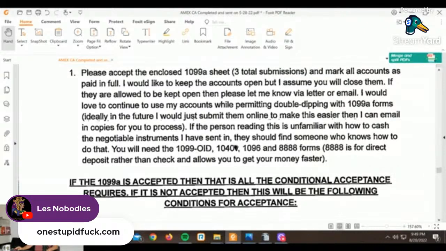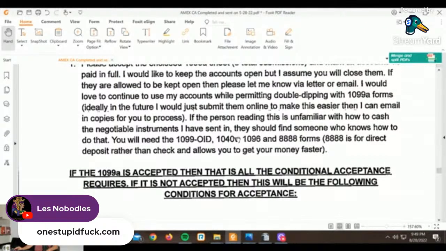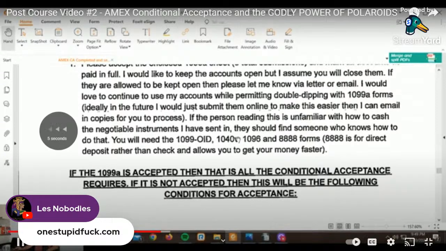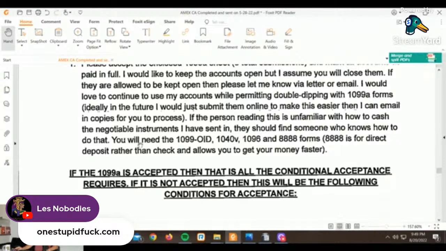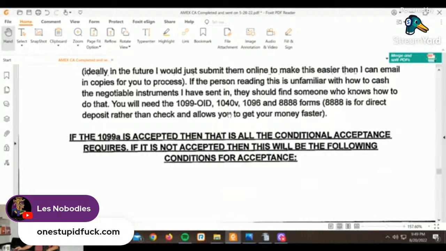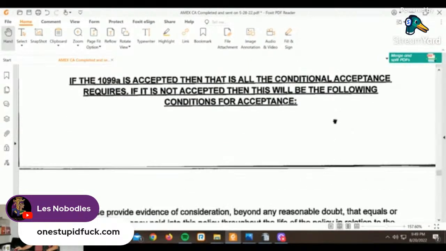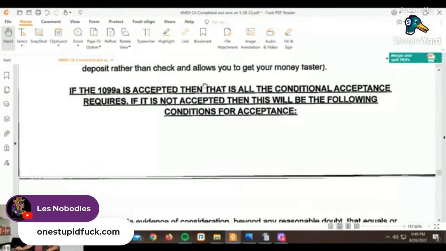If the person reading this is unfamiliar with how to cash the negotiable instruments I have sent in, they should find someone who knows how to do that. You will need the 1099 OID, 1040V, 1096, and 8888 forms. The 8888 is for direct deposit rather than check and allows you to get your money faster. If the 1099-A is accepted, then that is all the conditional acceptance requires. If it is not accepted, then these will be the following conditions for acceptance.